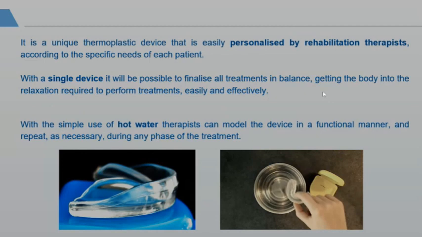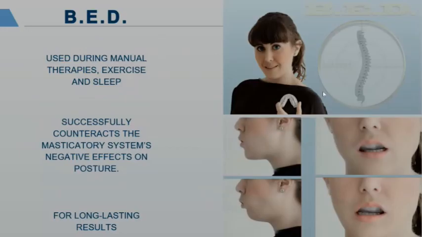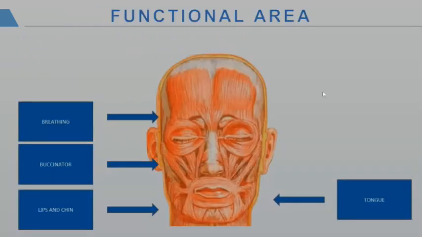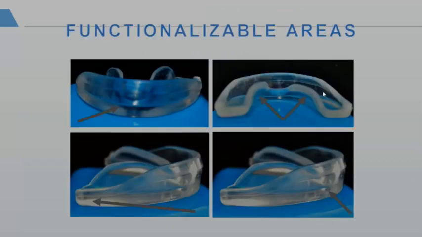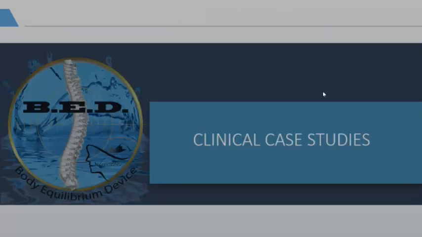With hot water, you can adapt the device, annulate the muscle dysfunction, and it has different shapes. It's very simple to use. And let's look at some clinical cases.